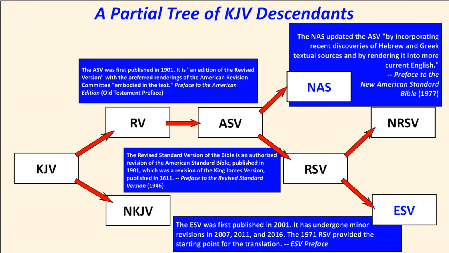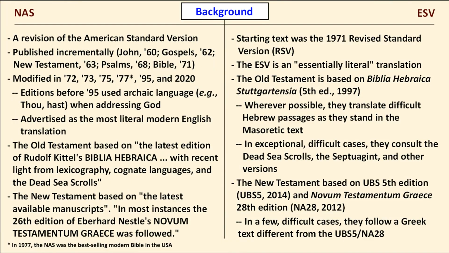This chart shows a partial family tree of descendants of the King James Version. Both the New American Standard and the English Standard Versions are descended from the American Standard Version of 1901, the ESV through an intermediary, which is the 1971 edition of the Revised Standard Version, or RSV. A few details on the history and translation philosophy for both are presented here.